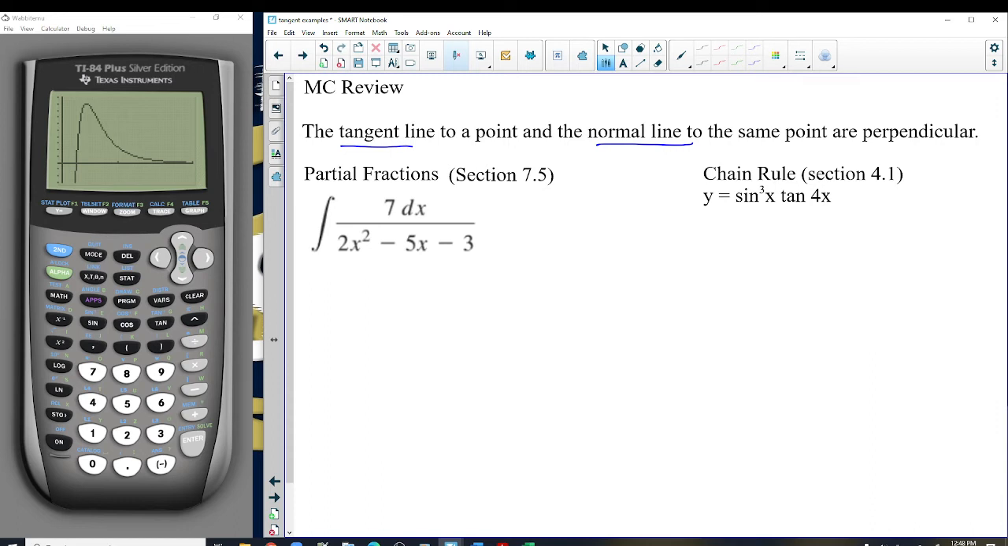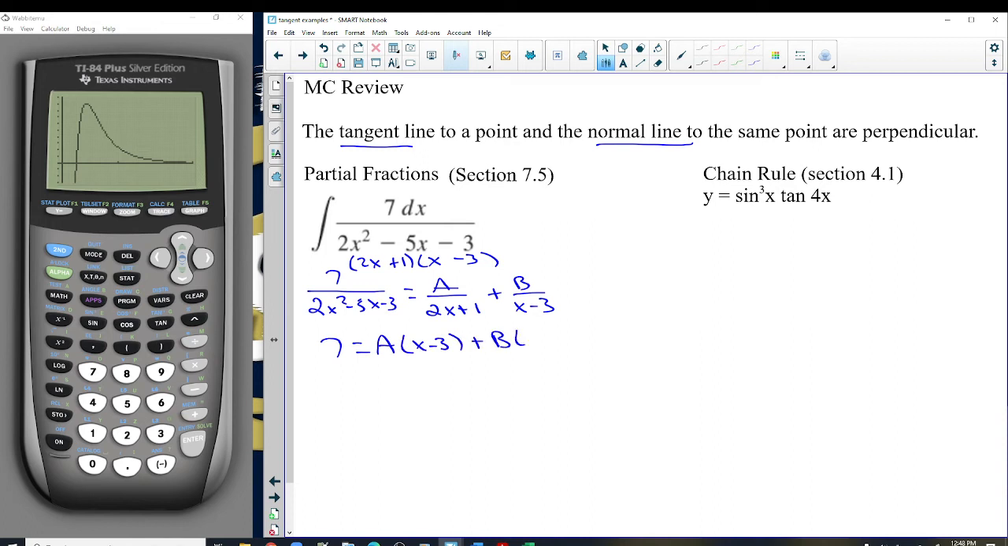Let's do this partial fraction one. Well, let's factor this, I guess. 2x and x. And then we have minus 3 here and plus 1. So 7 over 2x squared minus 5x minus 3 is equal to something over 2x plus 1 plus something over x minus 3. So 7 is equal to a times x minus 3 plus b times 2x plus 1.